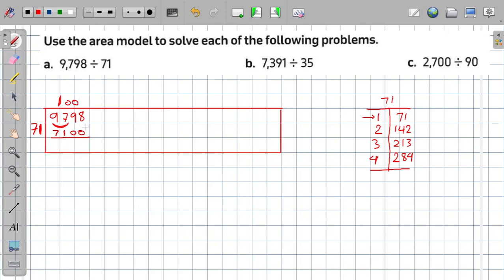Okay. So I will subtract two numbers. 9,798 minus 7,100. So it will be 8 minus 0 equals 8. 9 minus 0 equals 9. And 7 minus 1 equals 6. And 9 minus 7 equals 2. Okay. So this is the first part. Let's repeat the operation again. So I have here 2,698.